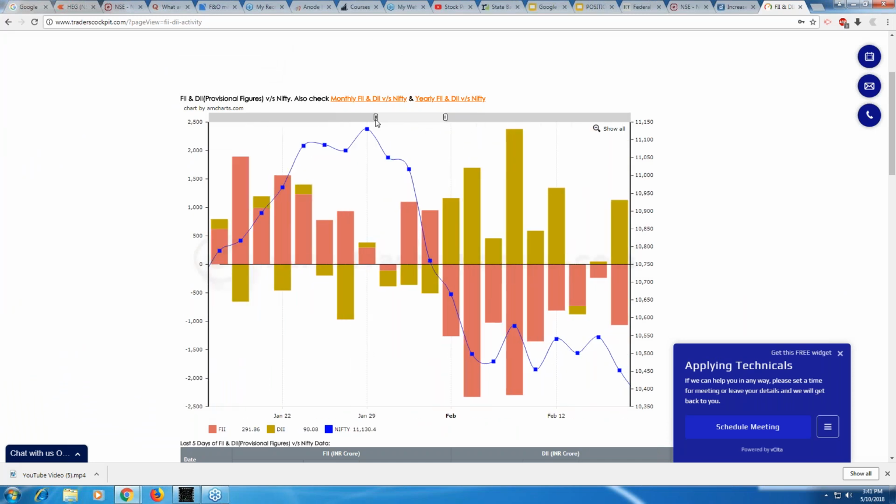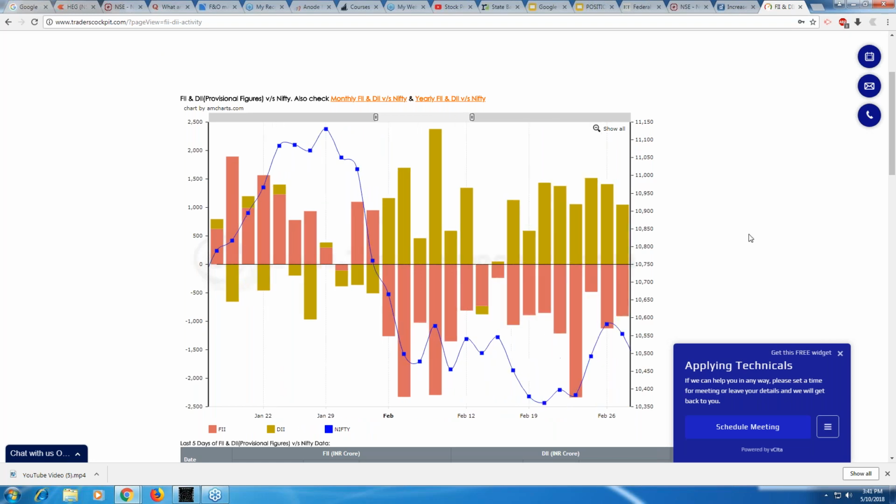How do you check it? I have told you, on Google's browser, just type FII DII activity or bar graph. You get Trader's Cockpit on the top, just launch into that and you will be able to figure it out. And in general, I would say this fits in pretty well. Now see here, the market is going down, right?